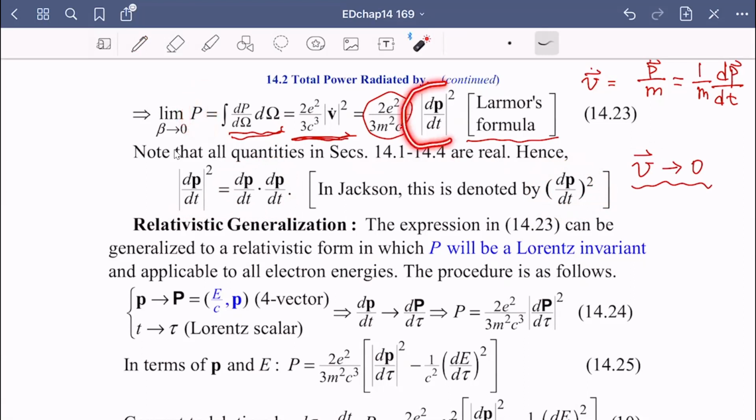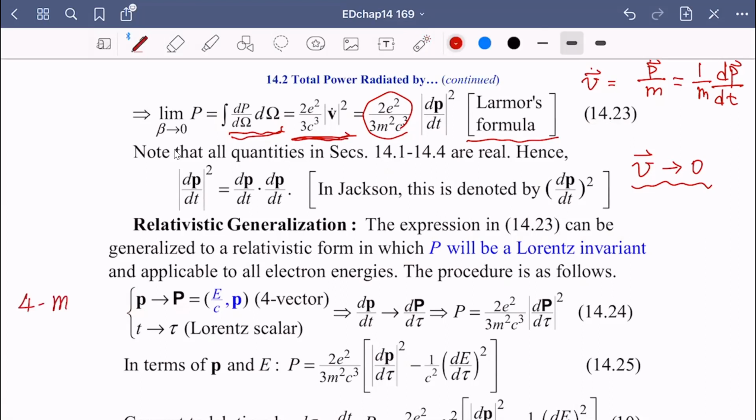However, let's generalize this problem, this radiation, the total power radiated, to four dimensions. That's the relativistic generalization. The expression in equation 14.23 can be generalized to a relativistic form in which P will be a Lorentz invariant. Whoa, interesting. So it must satisfy Lorentz transformation. So first, that's P momentum.